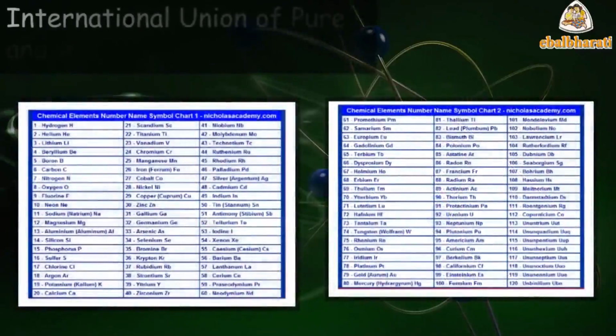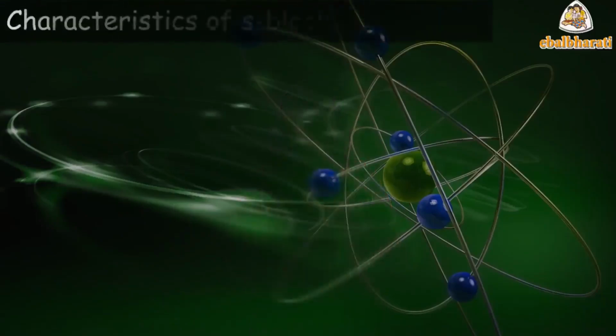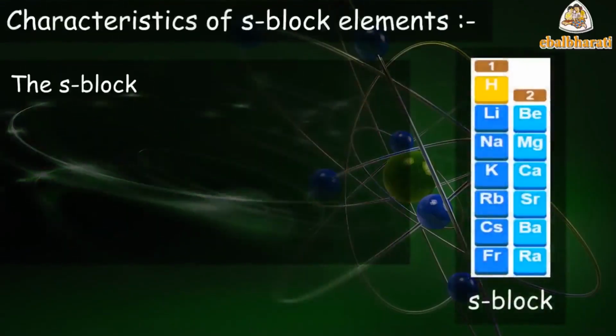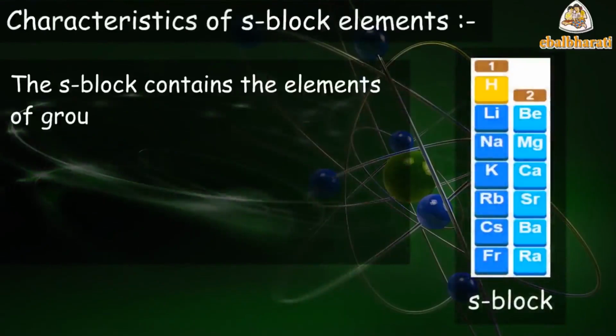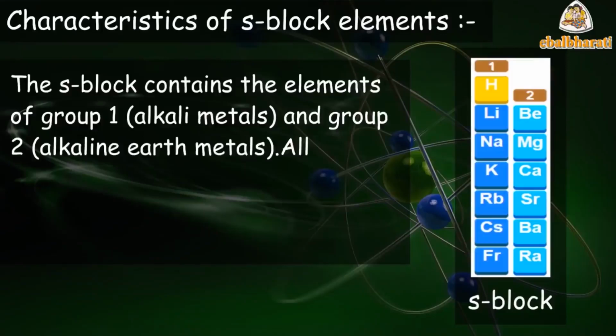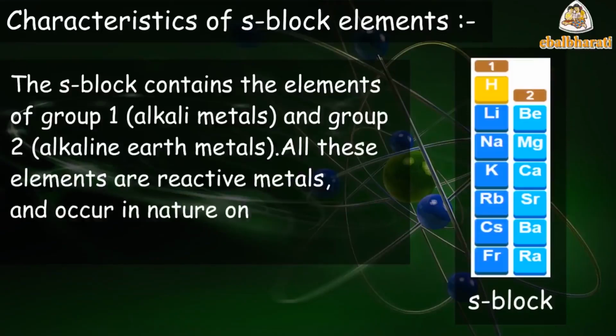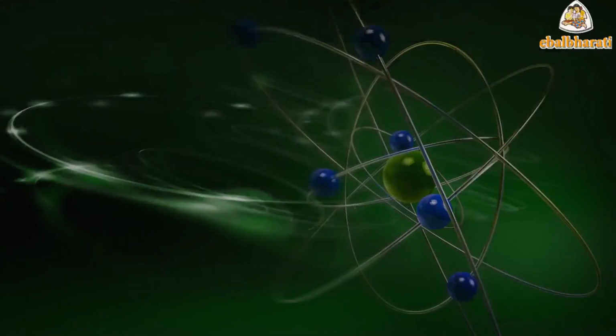International Union of Pure and Applied Chemistry, IUPAC, symbols of all the 118 elements. Block-wise characteristics of elements. The elemental properties are characteristics of the block they belong to. Characteristics of S block elements. The S block contains the elements of group 1, alkali metals, and group 2, alkaline earth metals. All these elements are reactive metals and occur in nature only in combined states.